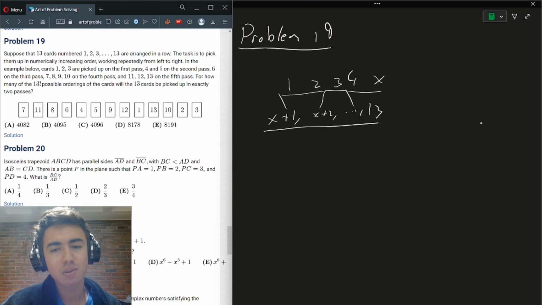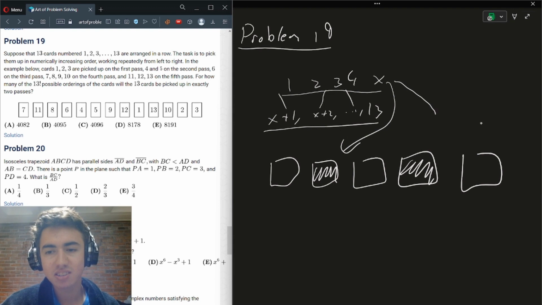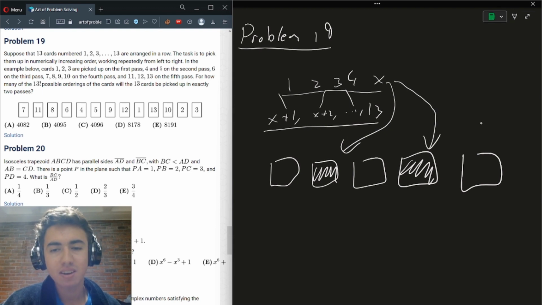Well, this is basically the same as if you have all your 13 cards and you're just choosing some of them. The ones in the first group are going to be the colored cards, and the ones in the second group are going to be the uncolored cards. Sounds reasonable.